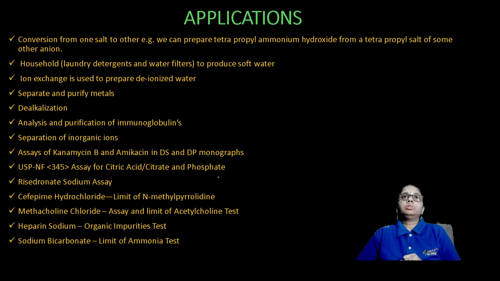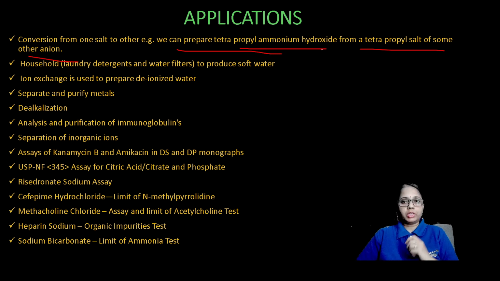Okay, now let us have a glimpse at the final slide, that is the applications of this ion exchange chromatography. That means where it is going to be helpful. Conversion from one salt to the other: for example, you can prepare tetrapropyl ammonium hydroxide from a tetrapropyl salt of some other anion. Thereby the exchange is going to take place, so ultimately we will get this compound. So in that application you can use this ion exchange chromatography.